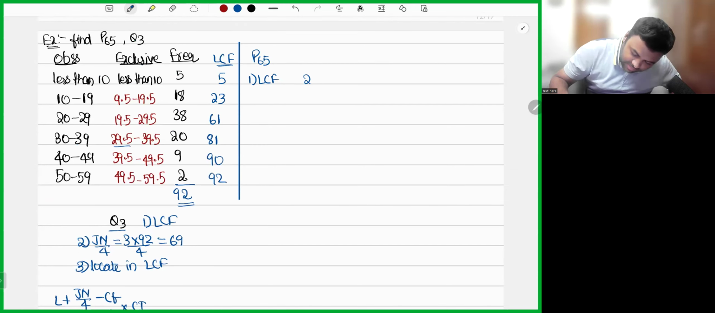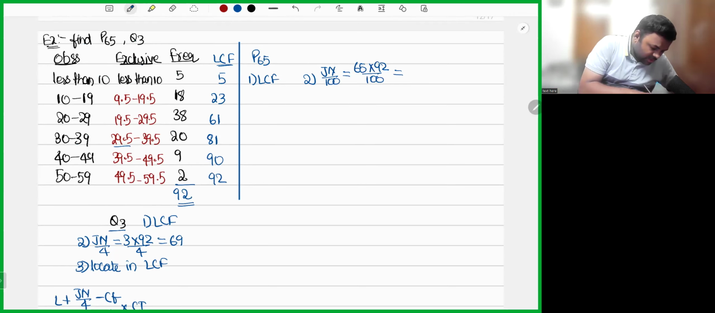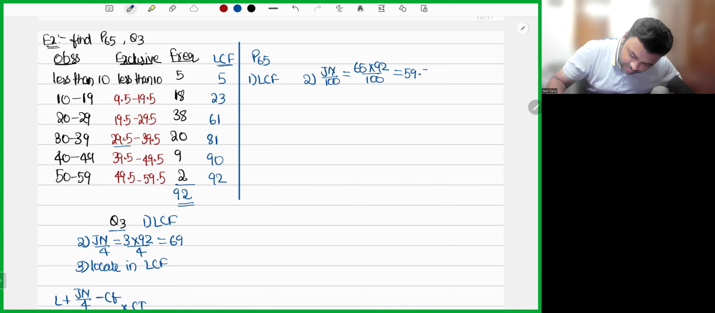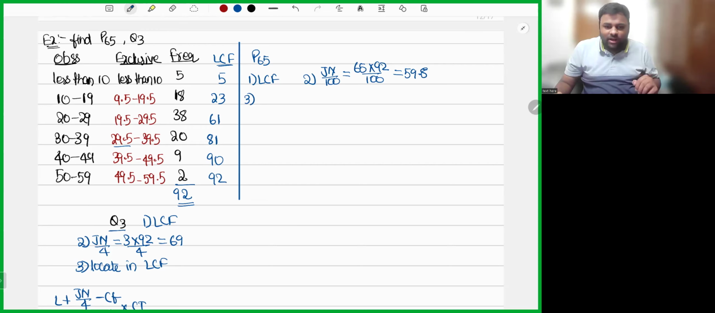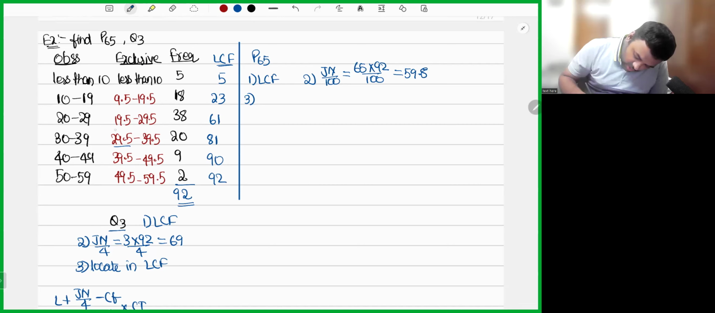What is the second step? I need to calculate Jn by 100. 65 into 92 by 100. 65 into 92 whole divided by 100 is 59.8. Third step, locate. Where is 59.8? There is no 59.8 exactly, so I will go for the next higher. So this is your P65 class.